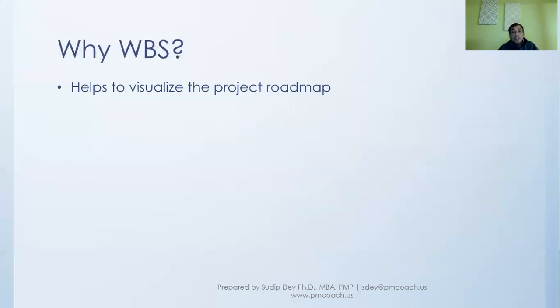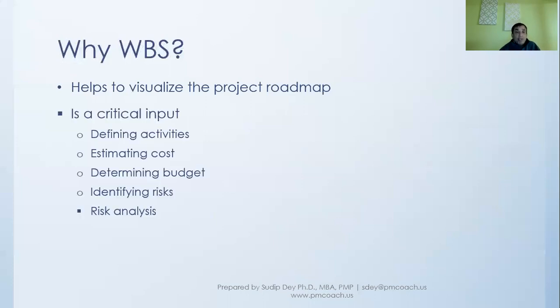With this WBS, with the details that we get out of this decomposition, we can now have a roadmap for the project saying that, hey, these are the things that I'll do at this point of time. This is what I'll be finishing by this time. This much will be the cost at this point of time, and so on. So it really helps us to visualize the roadmap and do the planning. As a result, it becomes a critical input to many of the processes. For example, it becomes a critical input to defining activities.